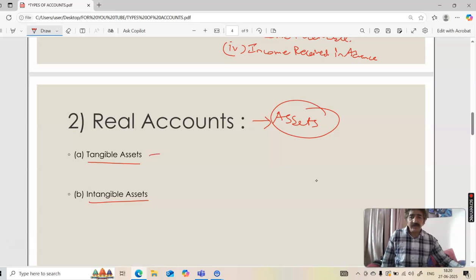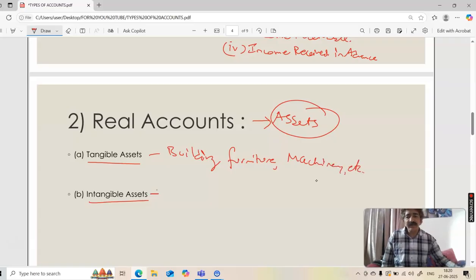Like building, furniture, machinery, etc. The assets which have a physical form. Intangible assets refer to assets like goodwill. Goodwill is the good reputation of a business firm, because of which it is able to make more profit than its competitors. It could be copyright.